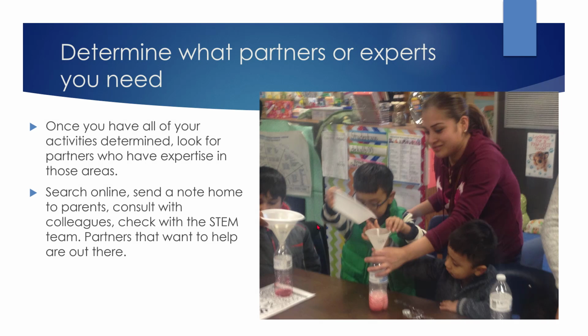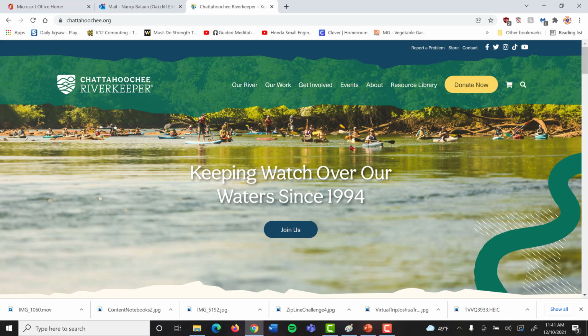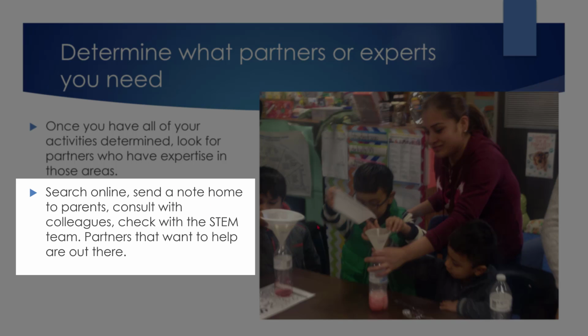Now that you've determined your content and your activities, it's time to look for the partners and experts that you'll need to help you with this unit. Finding partners can seem a bit challenging, but it's not too bad once you get into it. Start searches online. See if you can find what organizations in the area deal with whatever the problem is that you've chosen. Send a note home to your parents. You might be surprised that some of our parents may have an expertise in that area. Consult with your colleagues and check with the STEM team. There are partners out there that want to help.